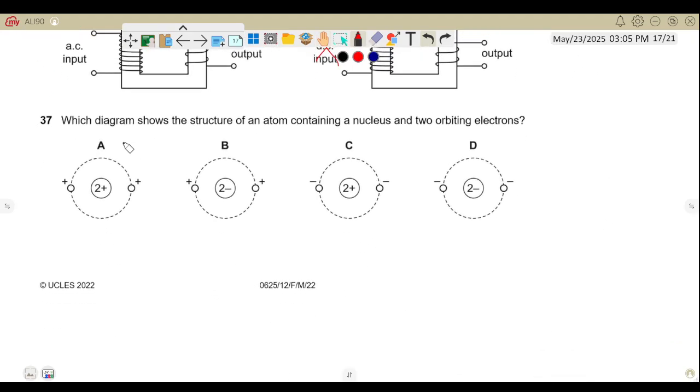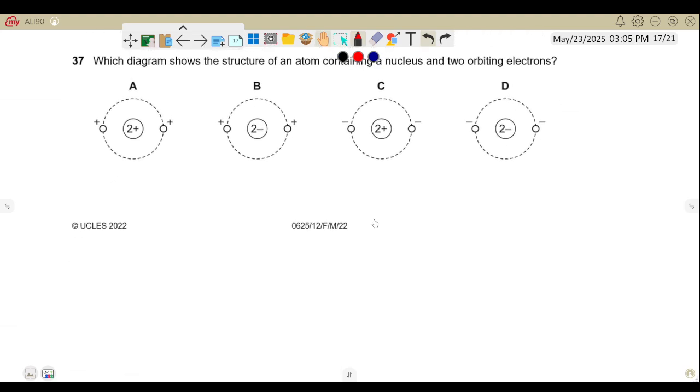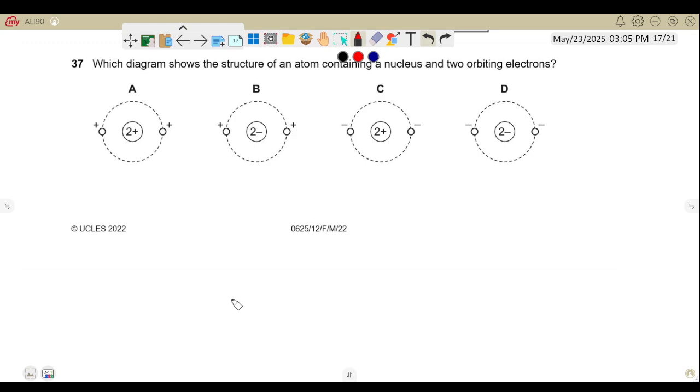Question 37. Which diagram shows the structure of an atom containing a nucleus and two orbiting electrons? When we talk about the atom or the atomic structure, we know that it's composed of what we call a nucleus in the center, and there is an electronic cloud. Electrons are charged negatively, but the nucleus contains protons and neutrons.